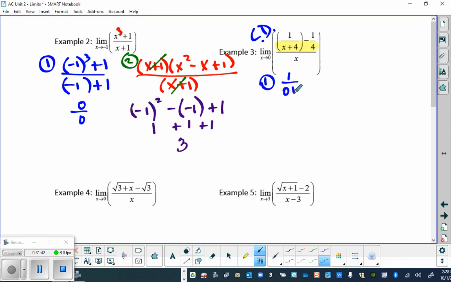1 over 0 plus 4 minus 1/4, all over 0. It's itching at me just to see that 0 in the denominator. Oh my goodness. Not allowed to do that. I end up with 0 over 0, which means I'm going to have to get some new math. Now, we haven't really talked about finding common denominators. I'm hoping you remember it from your Algebra 2 and pre-calc days.